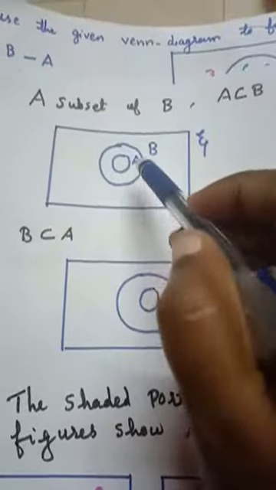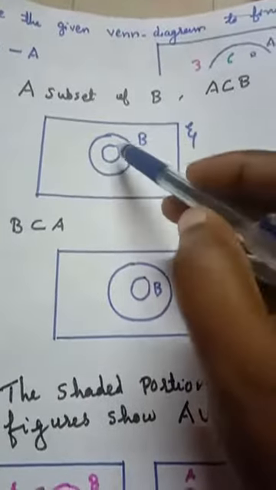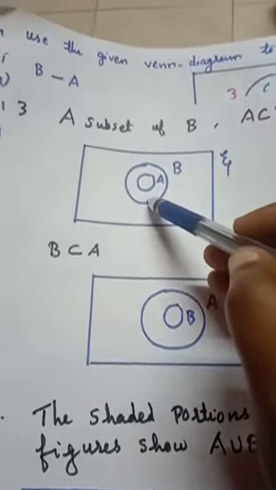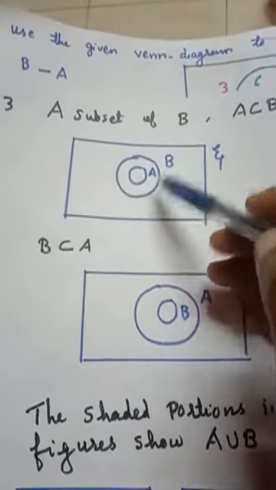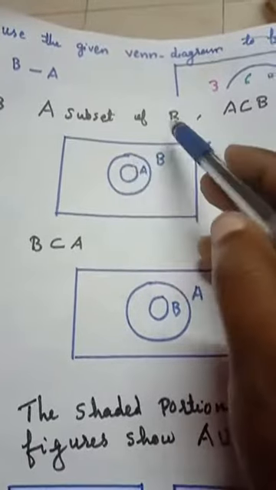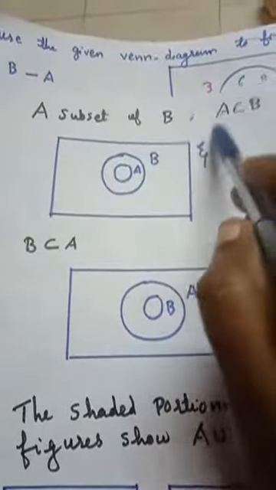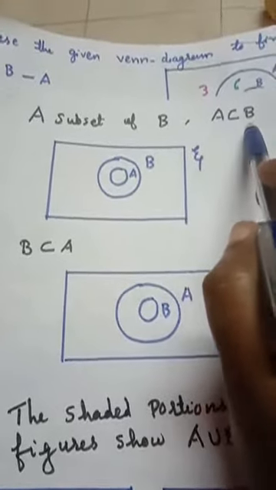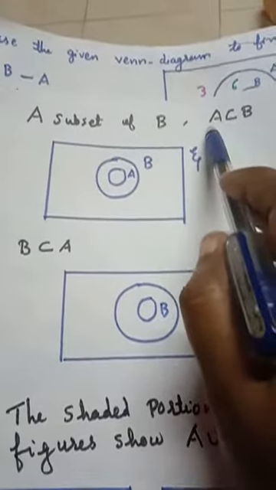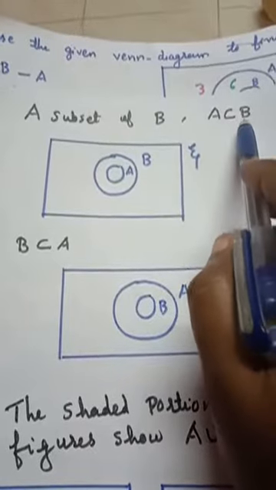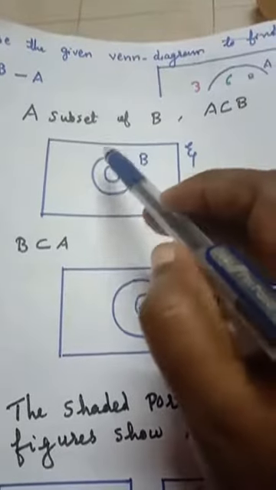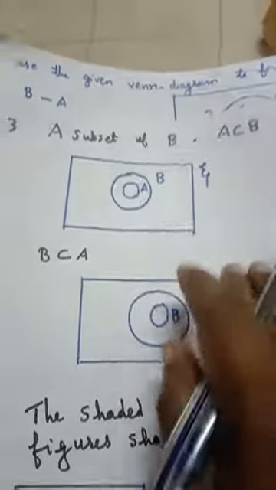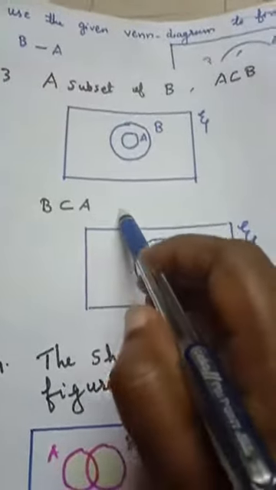A subset of B means first you draw A inside B. This is subset notation for Venn diagram. A subset B means A contained in B. That means all the elements of A are in B. That means A is less than B. That is, B is greater. So draw A inside B. Okay. Next, how to draw B subset of A.